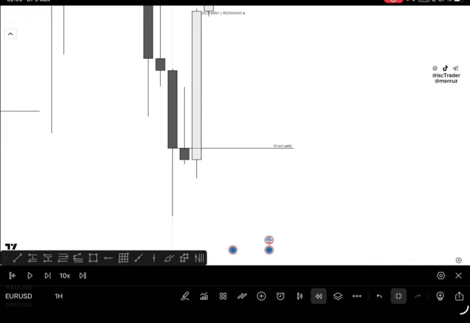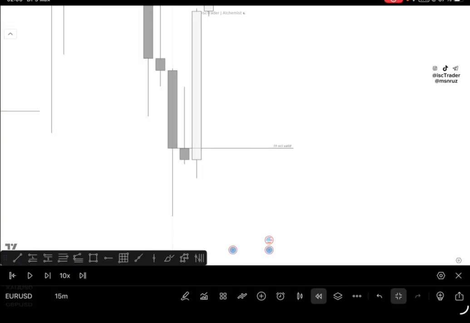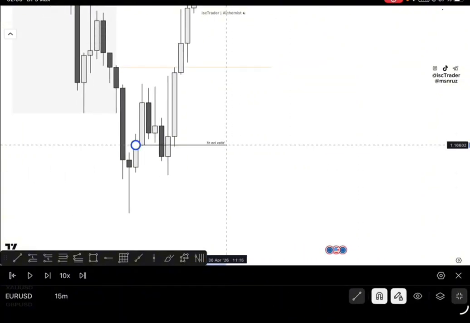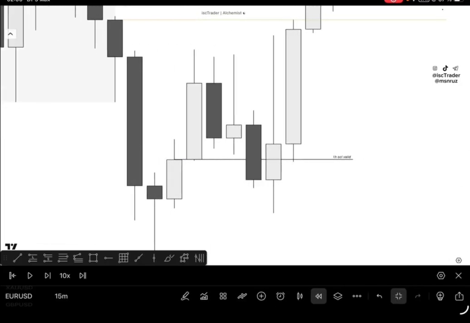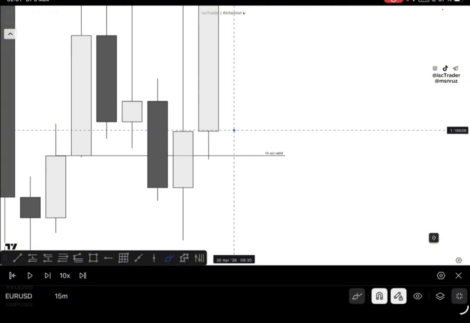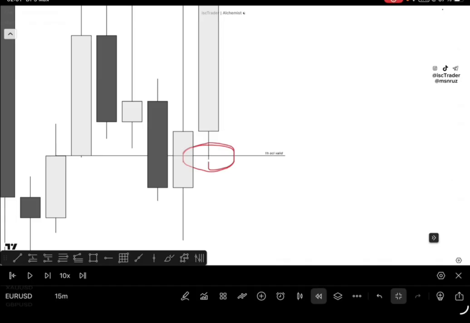Now we switch to the 15-minute. Look, pay attention. This zone has worked. This zone has worked. It's done working. This zone won't work again now. It might look valid on a high time frame, but we need to switch to a low time frame to check.